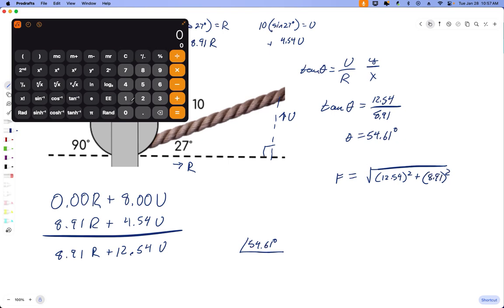We say, let's full memory recall. Okay, it's clear. 12.54 squared, memory plus, clear. 8.91 squared, memory plus, clear. Memory recall. The square root of that number is 15.38. So F is equal to 15.38. That is the length of our hypotenuse.